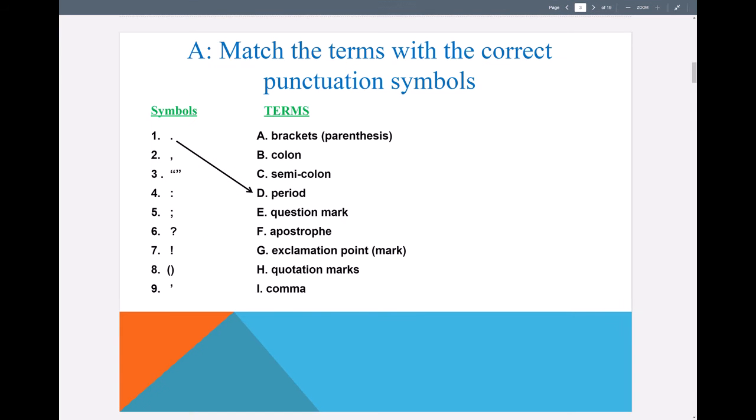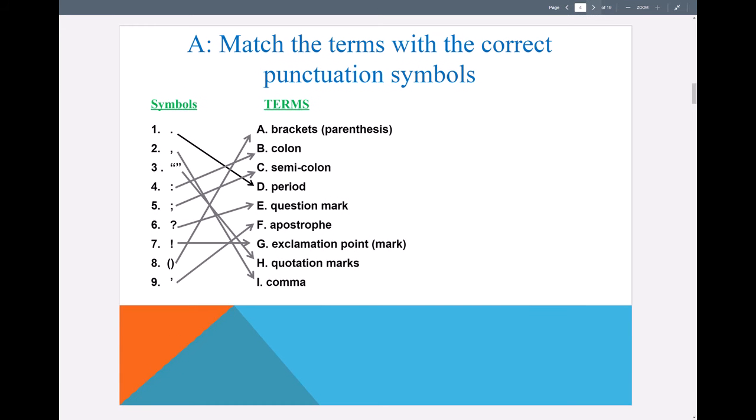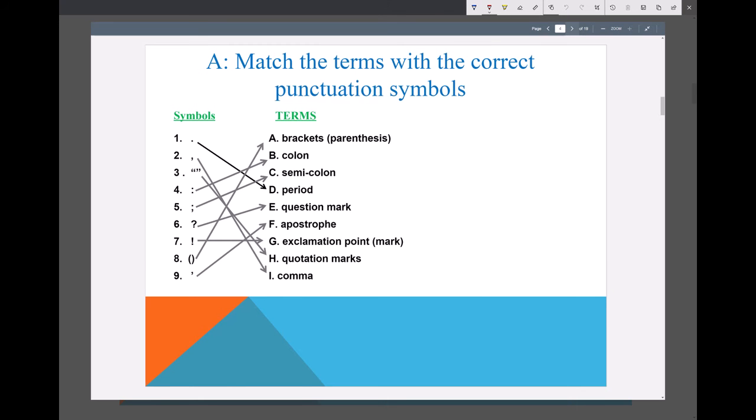Alright, let's check the answers. Okay, so you have 1, that's D. Okay, number 2, that is the comma. You can magically match the arrows, so it won't take too much of your time. So number 3 is the quotation marks. Number 4, colon. Number 5, semicolon. Number 6, question mark. Number 7, exclamation mark. Number 8, brackets or parentheses. Number 9, the apostrophe. Okay, so far so good.